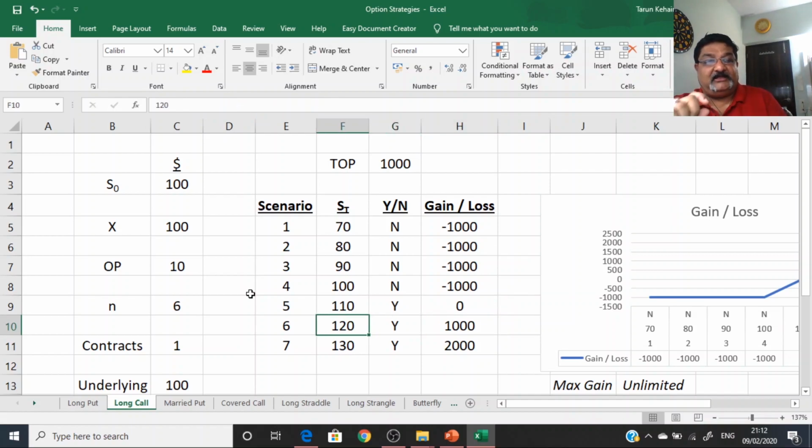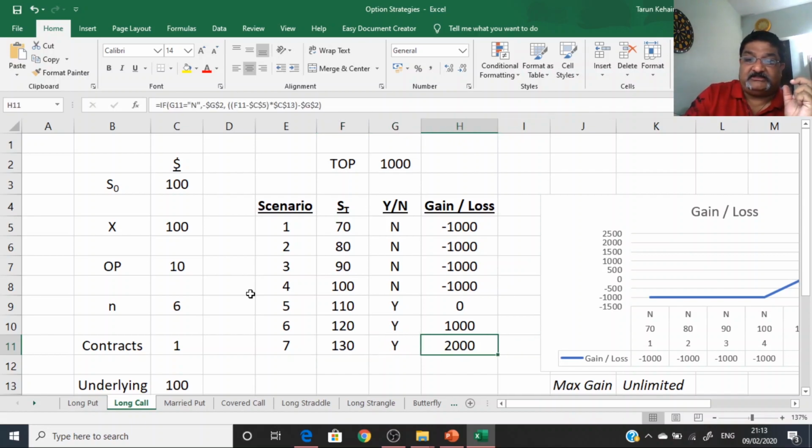At 120, you have a gain of $20 per share multiplied by 100, which is $2,000 minus your option premium of $1,000, which gives you a net gain of $1,000. At 130, what happens? You are able to buy the underlying security at $100 when it is available in the open market at 130. So you're potentially looking at a gain of $30 per security into 100 underlying securities, which is $3,000 minus the option premium of $1,000, which gives you a gain of $2,000.